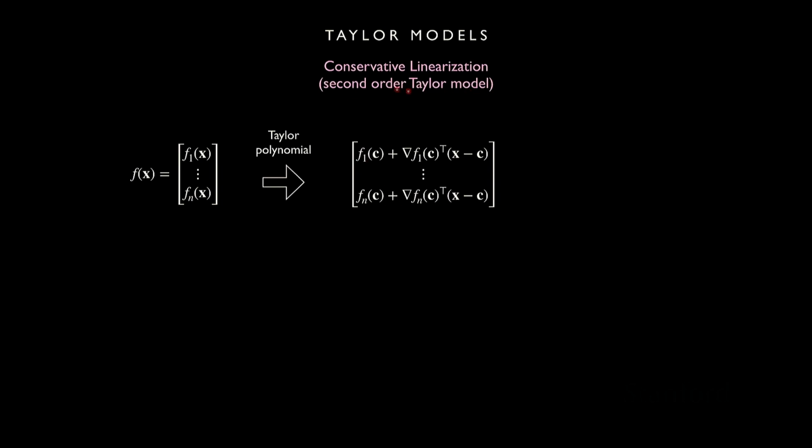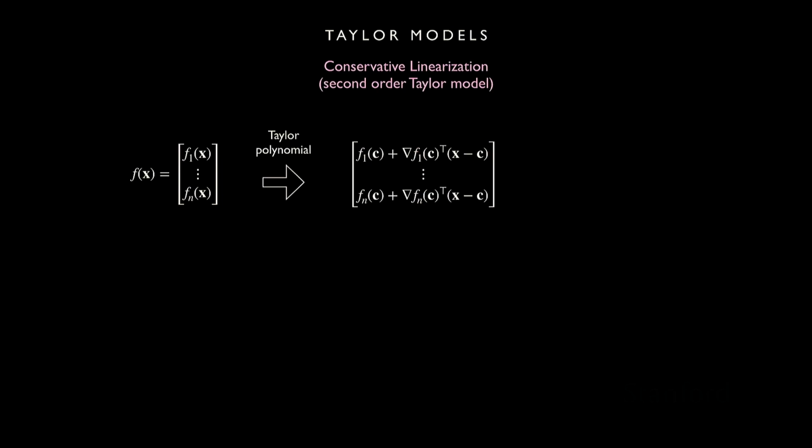So again, we're doing a second order Taylor model, so we need n minus 1 for the polynomial, so we're going to do the first order. And so we're going to grab this first order Taylor polynomial for each of these subfunctions. So we'll get f1 of the center plus the gradient transpose times x minus c, and then so on all the way up till fn.